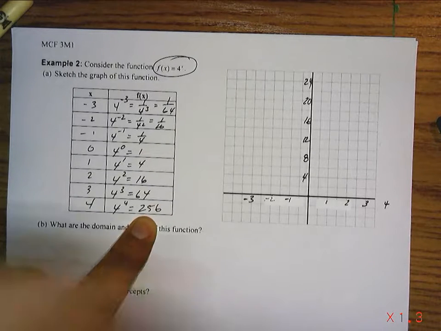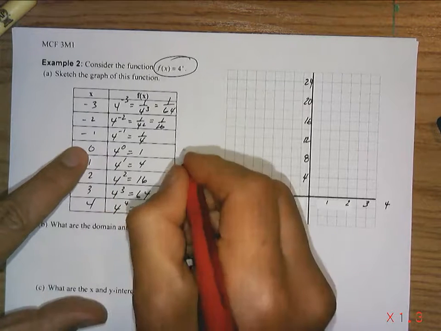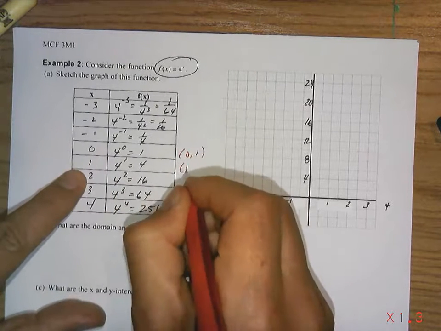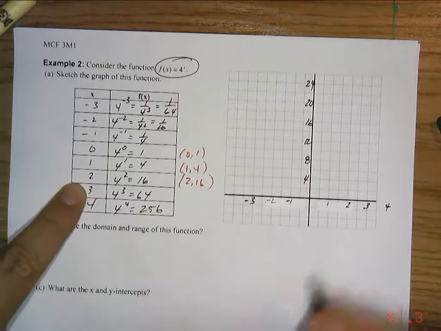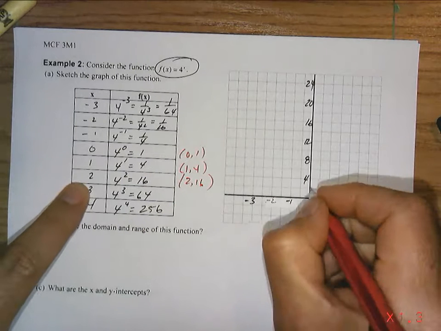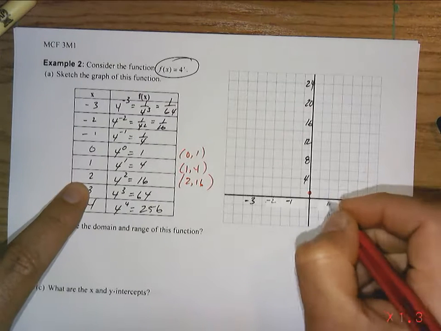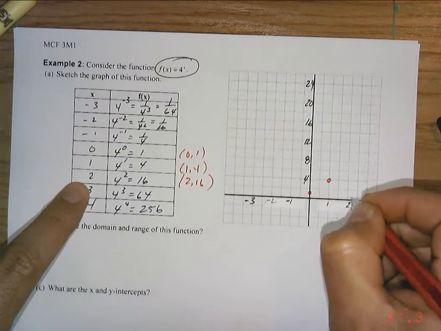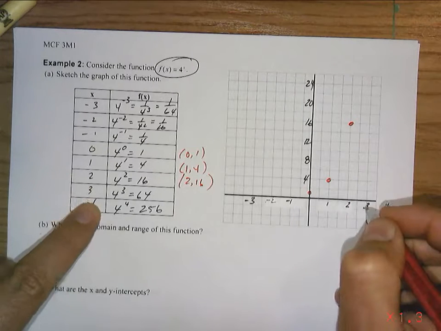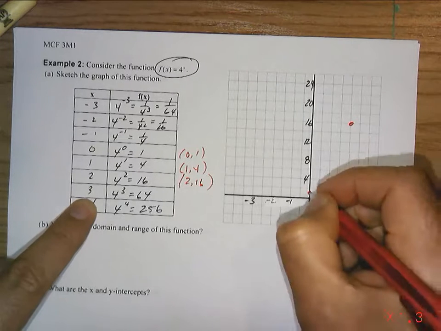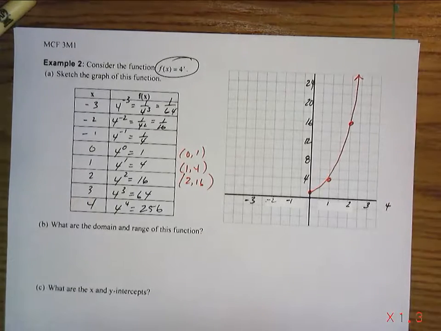So the easiest one to start with is 0, 1, right? 0, 1, 1, 4, and 2, 16. They're going to be the easiest to put on here. So 0, 1 is here, and 1, 4 is here, and 2, 16 is here. So we see this pattern. 3 is going to be 64. It's going to be way up here. So we just sort of show the pattern, right? We're not going to get them all on there, but there's that pattern.